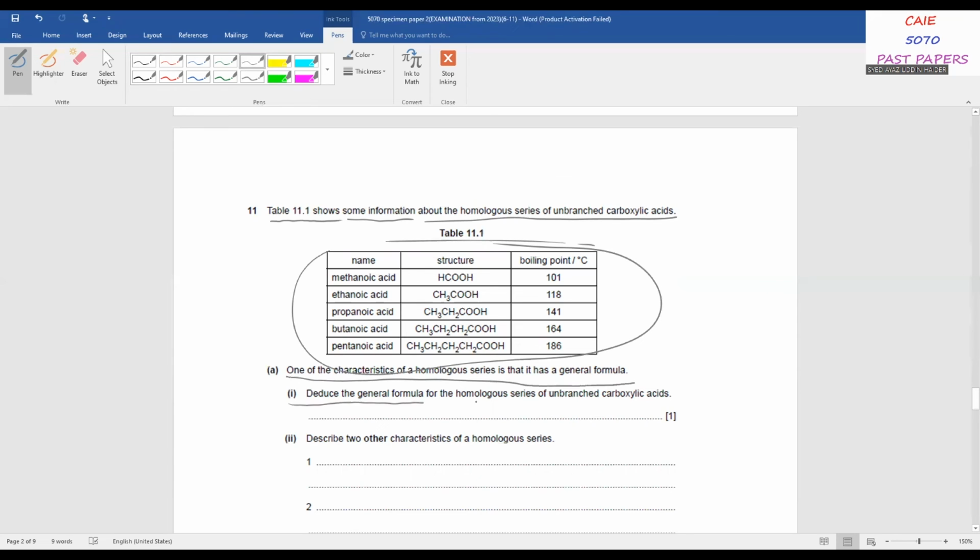To deduce the general formula for the homologous series of unbranched carboxylic acids, you have to recall this: CnH2n+1COOH.